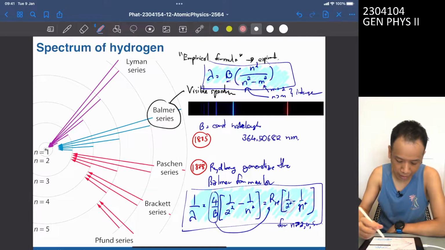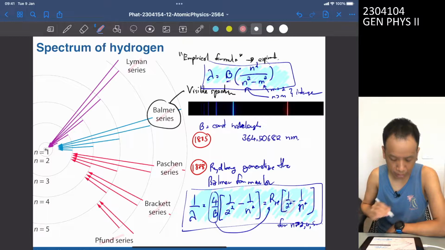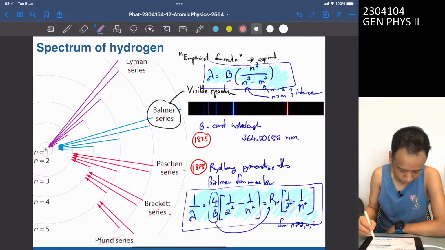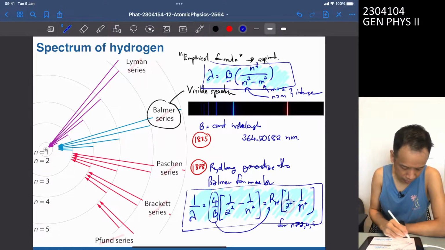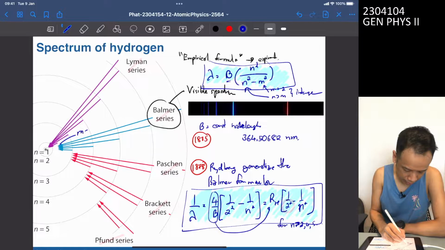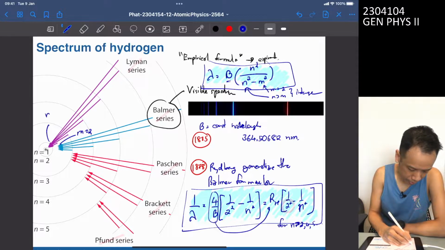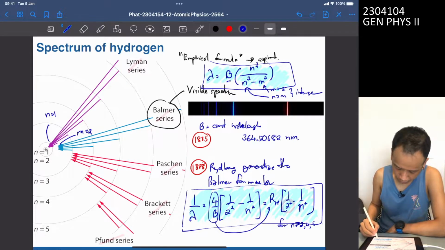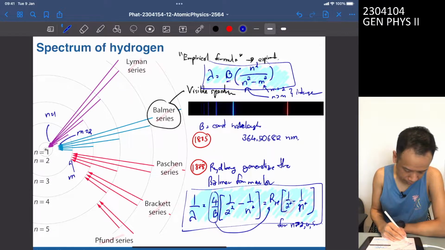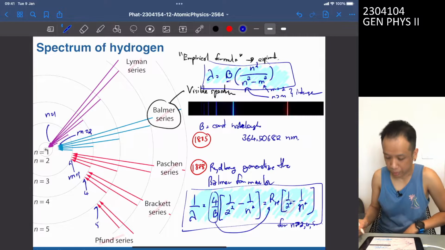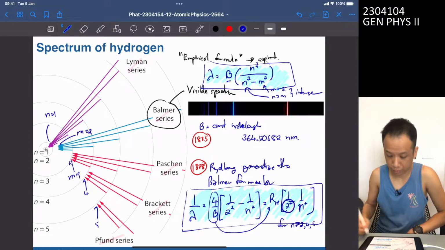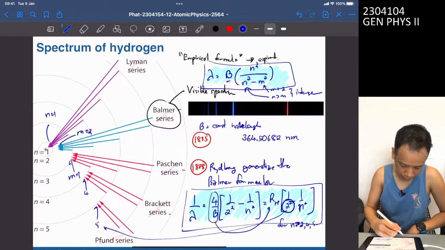So you have Lyman, you have Balmer, you have Paschen, Brackett, and Pfund. We use the proper one. For example, Balmer uses m equal to 2, but for Lyman you use m equal to 1, with n equal to 2, 3, 4, and so on. So you change these numbers in this formula.